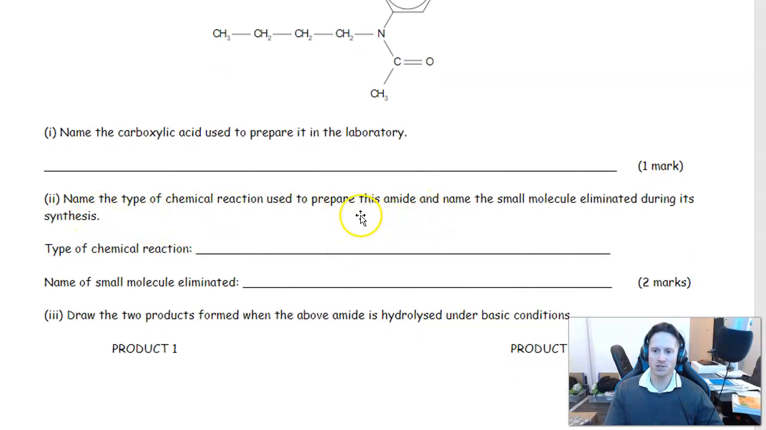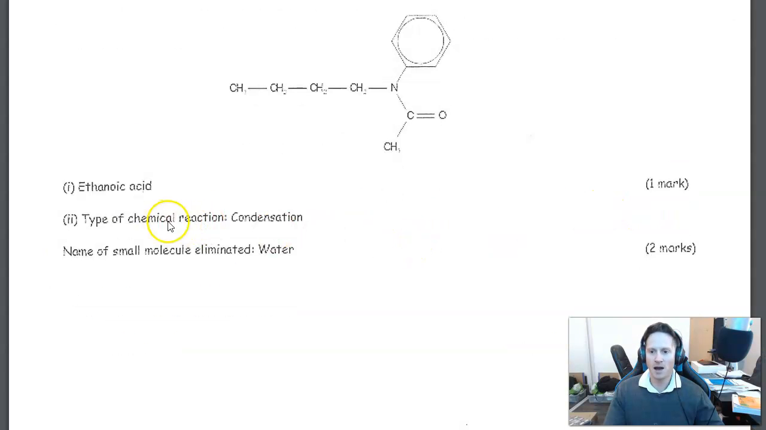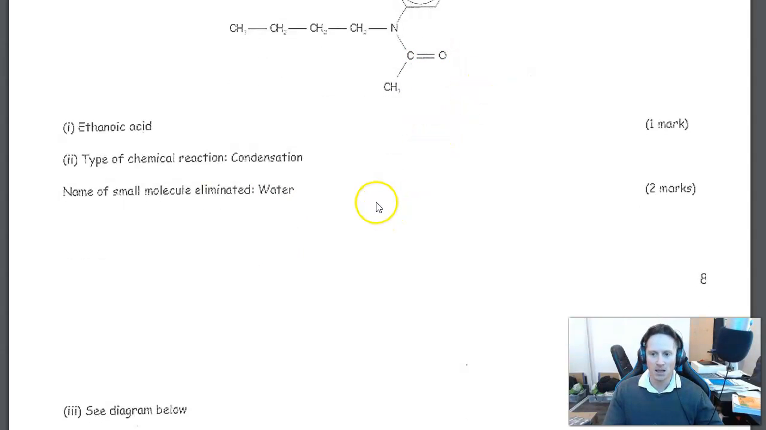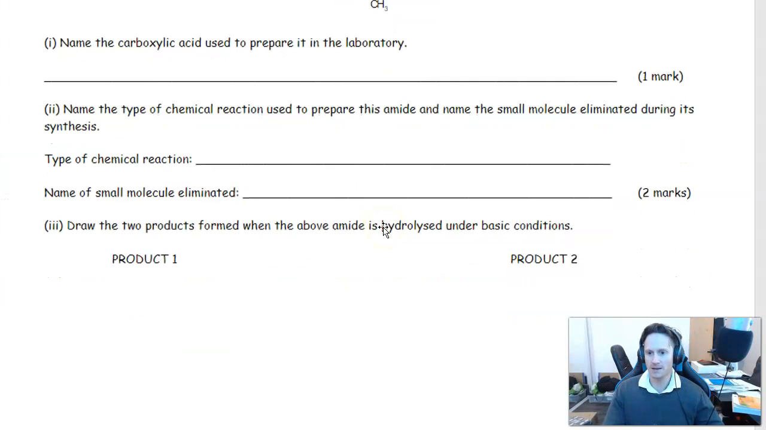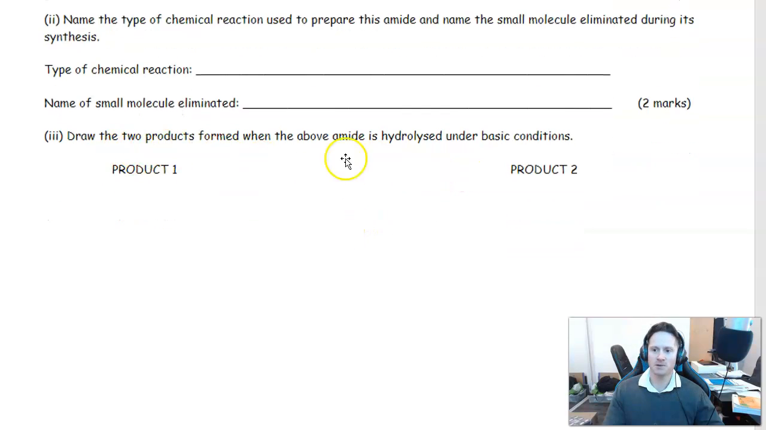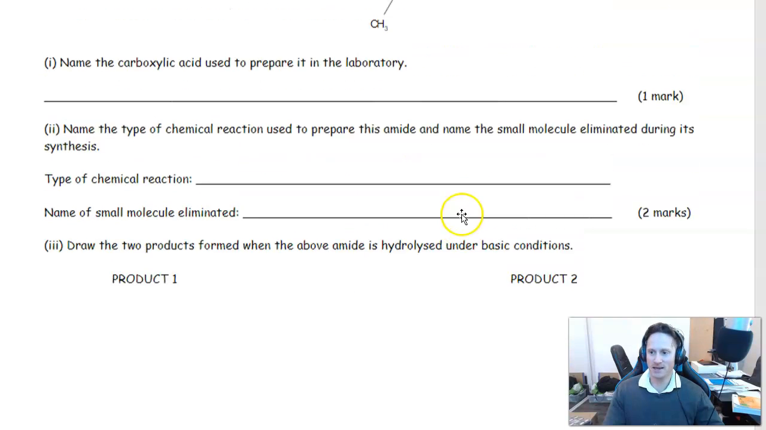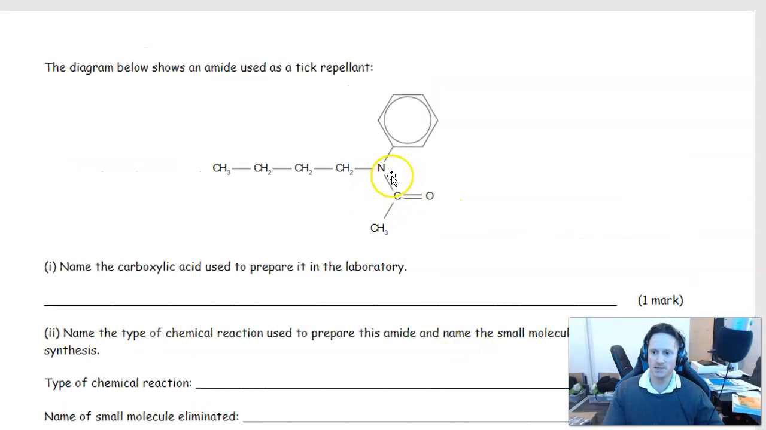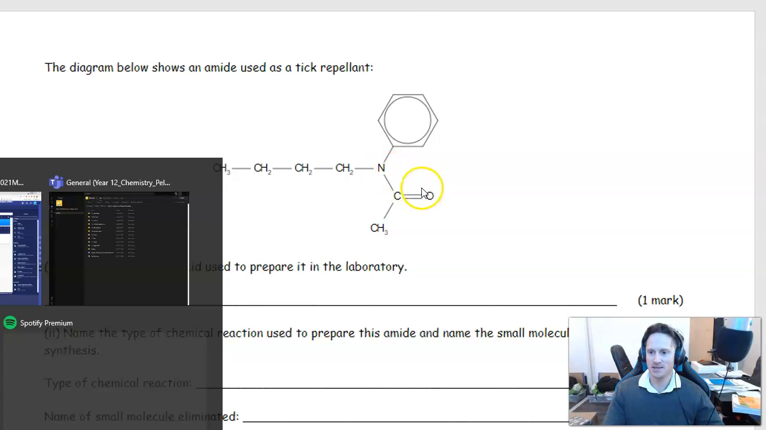So the next part: the type of chemical reaction to prepare this amide and name the small molecule eliminated. The type of chemical reaction is condensation reaction, and the name of the small molecule eliminated is water. Basically, water drops off when you react an amine and a carboxylic acid to form an amide. A lot of us didn't get that, and that might just be that we hadn't looked at amides properly. Draw the two products formed when the above amide is hydrolyzed under basic conditions. So this is kind of like what I said. Chop this up, put OH here, and put an H next to this N.